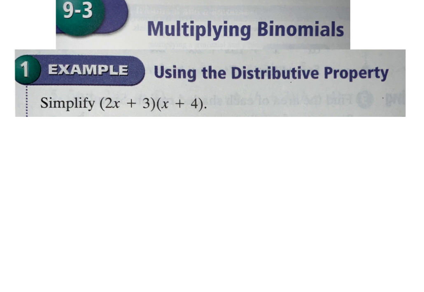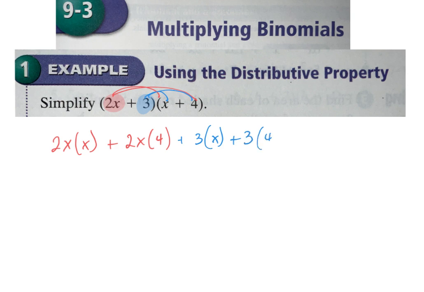All right, so the first way we are just distributing. So you're going to distribute it a piece at a time. So we would distribute this 2x, and we would distribute it through to both pieces of the second one. So I would say 2x times x plus 2x times 4. All right, and then distribute the 3, and you're going to distribute that to both pieces. So 3 times x plus 3 times 4. All right, so that's just repeated distribution. You are literally distributing each piece of the first one into the second one.